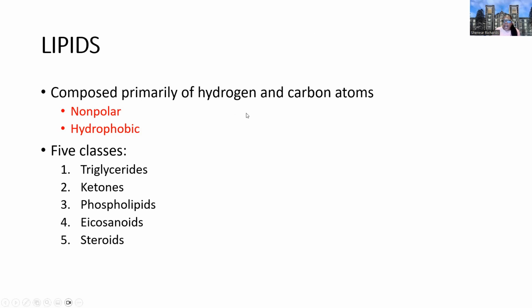So there's a lot of hydrogen and carbon atoms mainly forming lipids, right? There's not oxygen involved. And because of that, we can describe lipids as being nonpolar. They don't interact very well with water. They don't form bonds in general very well, right? As we described earlier, this is because of oxygen's makeup.